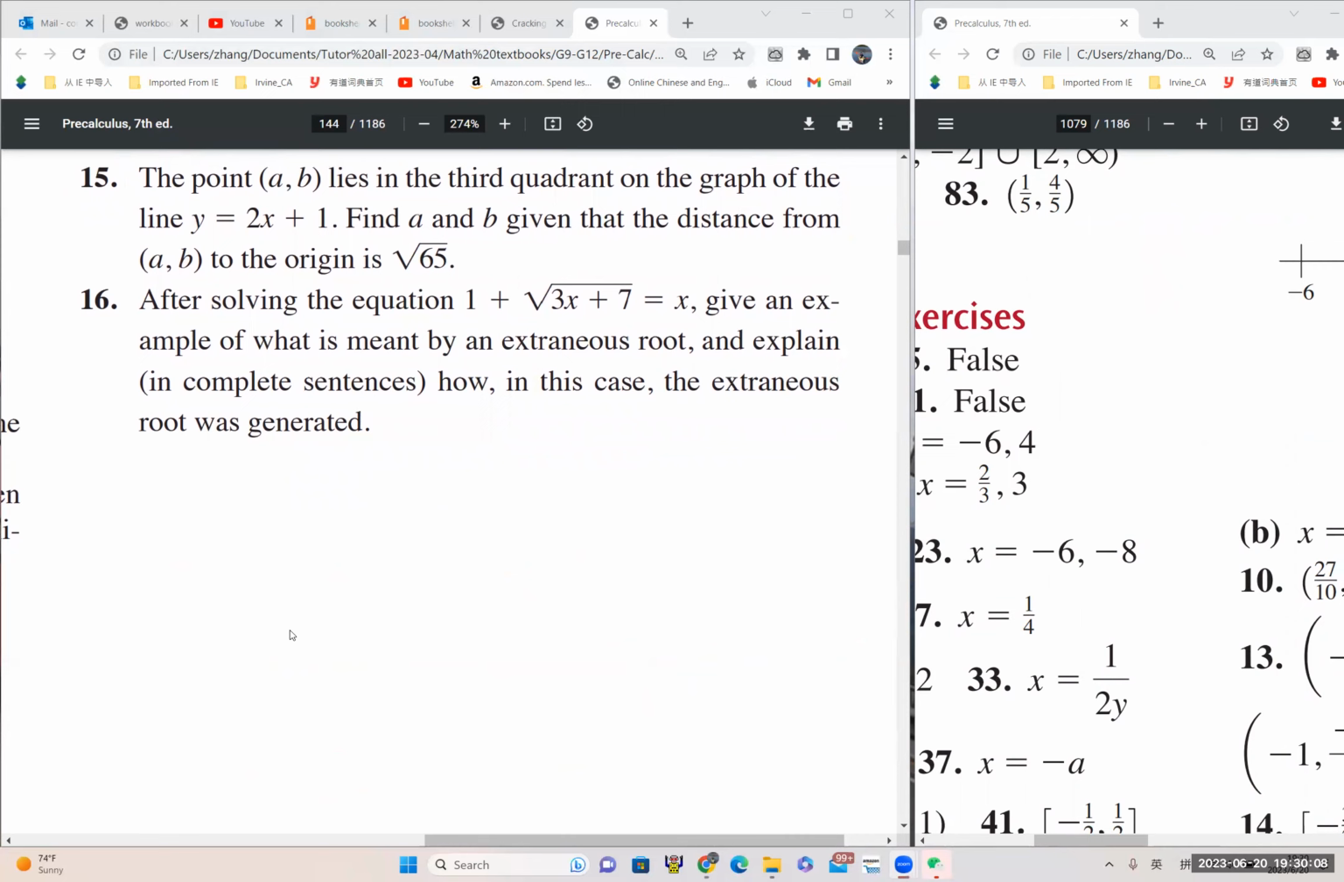The point AB lies in the third quadrant on the graph of the line. Find the distance from AB. Yeah, how about you? Oh, you have a question mark.